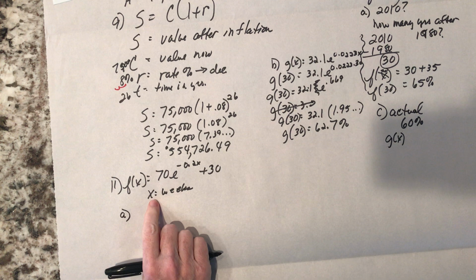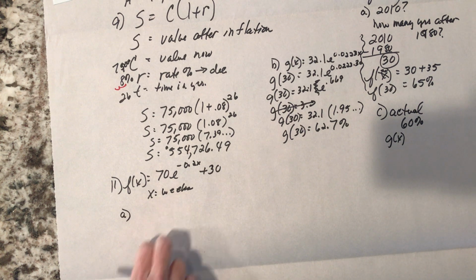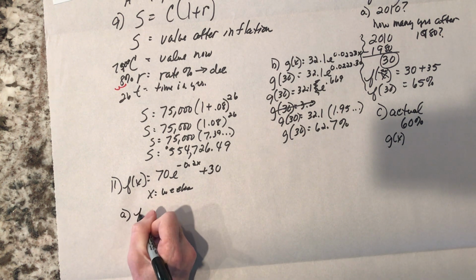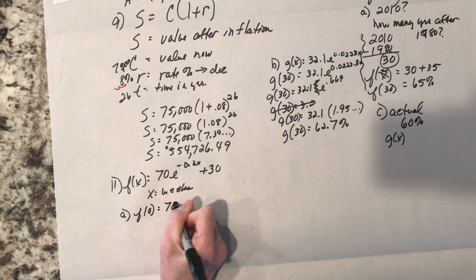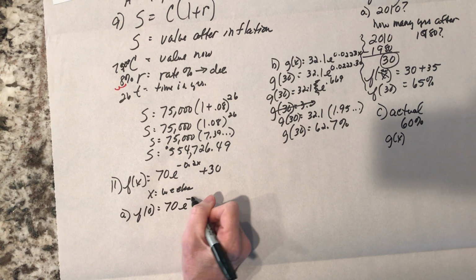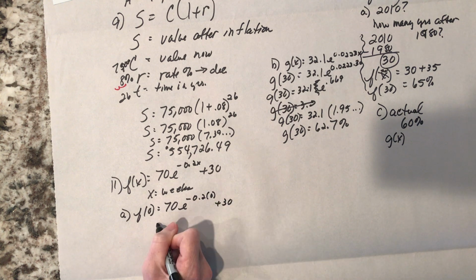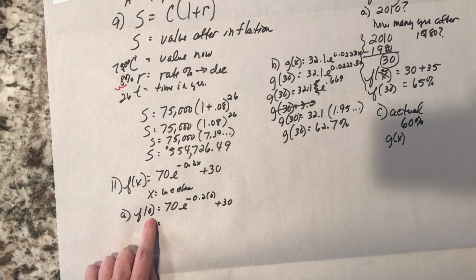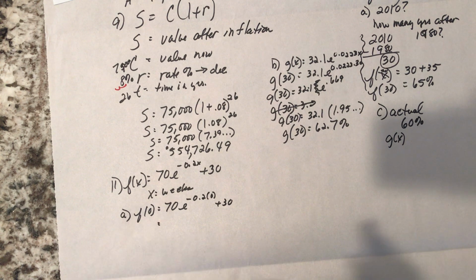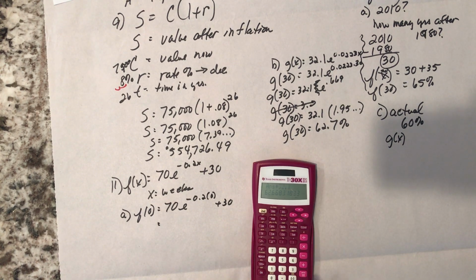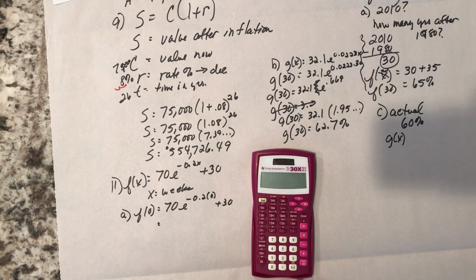0 for x means that it is no weeks after you've learned it. You learned it right now. So f(0) = 70e^(-0.2 times 0) + 30. So we're looking at after 0 weeks. Today is the day you learned this information. No weeks have passed. Let's figure out what percentage of this material you have retained.